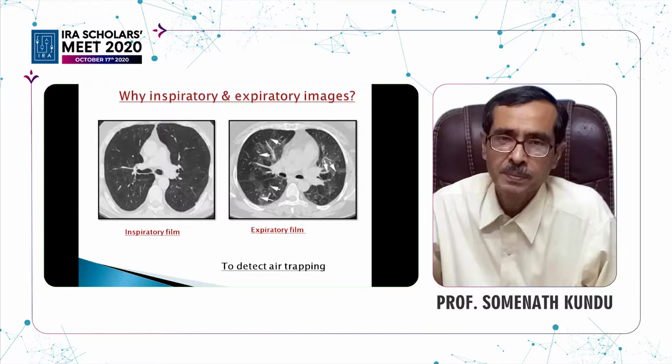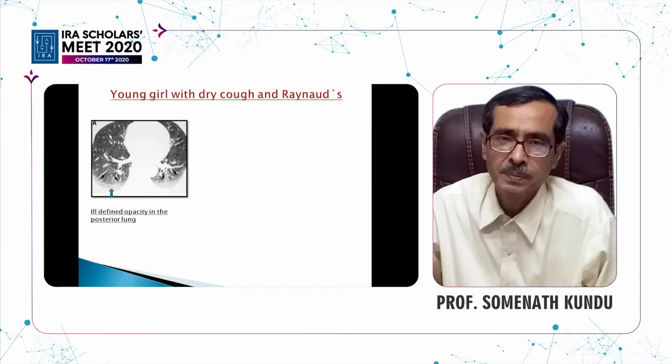A young girl, dry cough and Raynaud's phenomenon, visited a rheumatologist with a CT which shows an ill-defined opacity. We use the term ground glass opacity for this pattern in the posterior lung in the lower field. The question was whether it is an interstitial lung disease and therefore immunosuppression and workup will be required. The clinician said, well, have a CT in a different way.